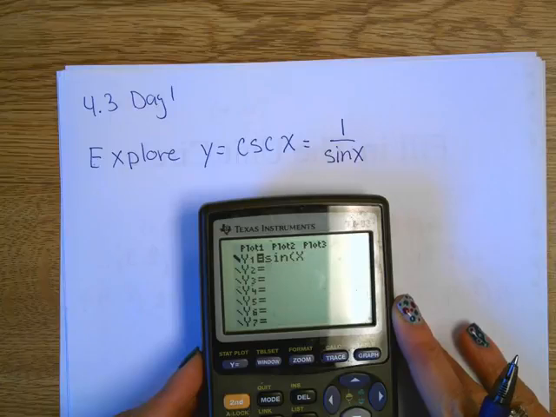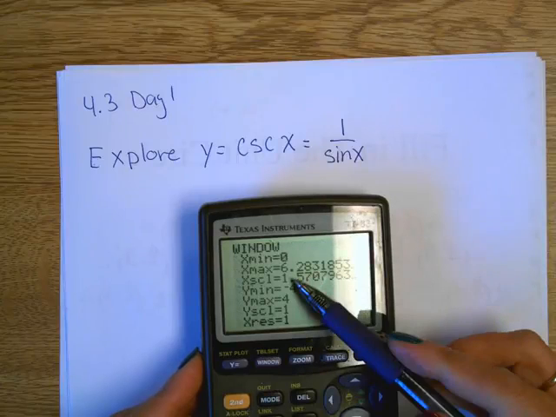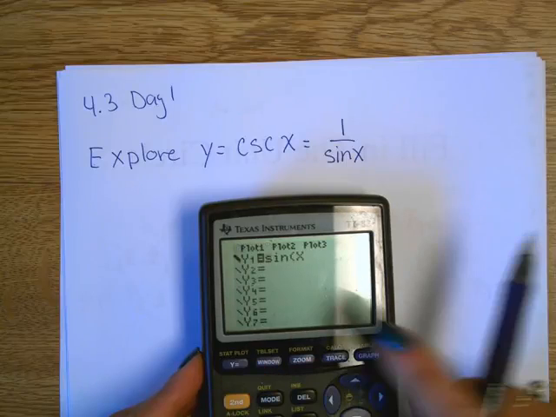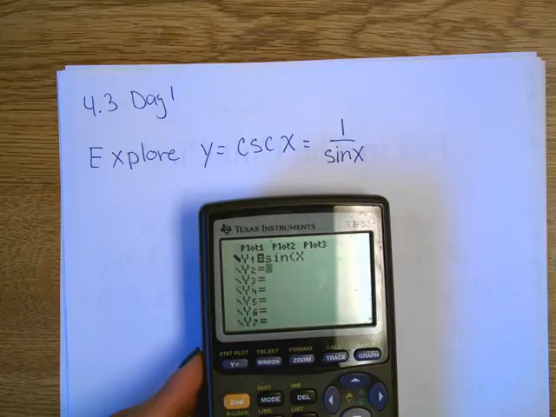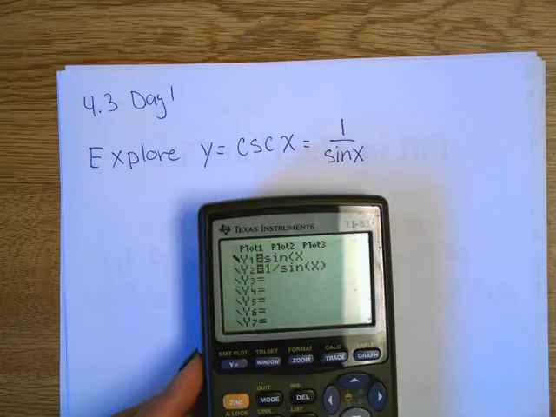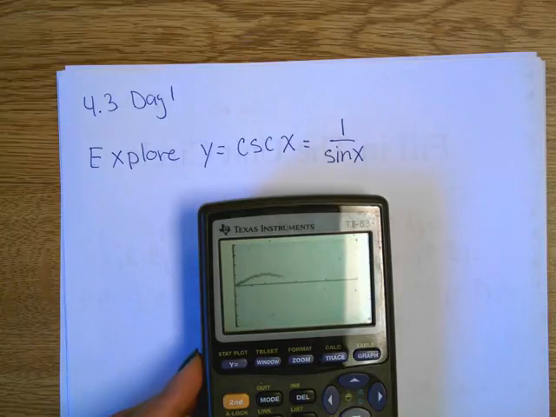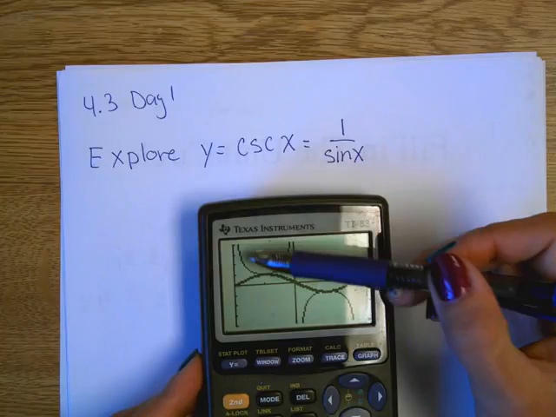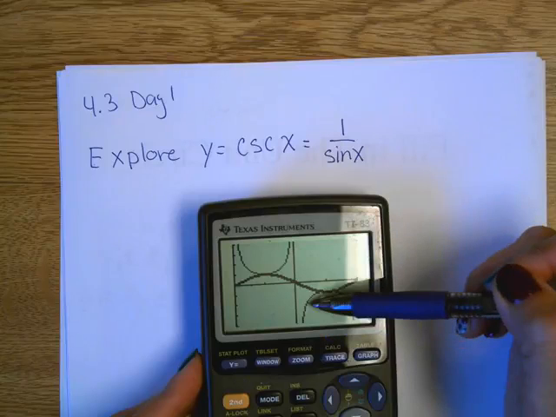Just to see what it looks like. And I still have my window set up from 0 to 2 pi. So I'll see the one cycle of sine, and now I'm going to do 1 divided by sine. So there's sine, the snake, and then here comes cosecant. Okay, so cosecant looks like it has a U here and then an upside down U here.